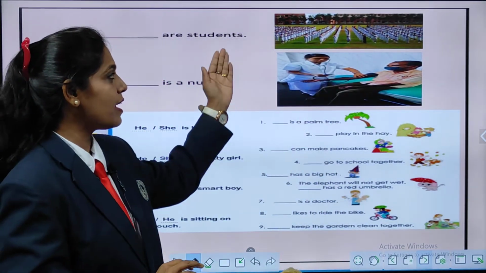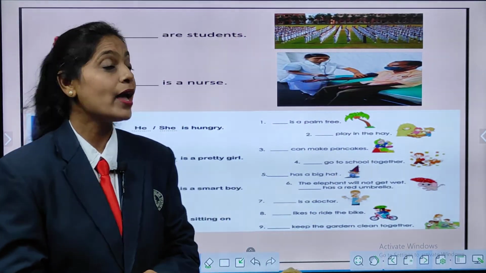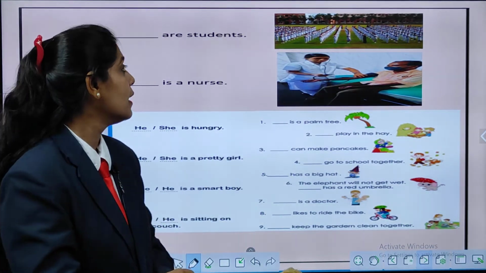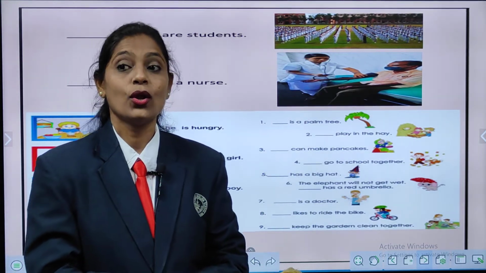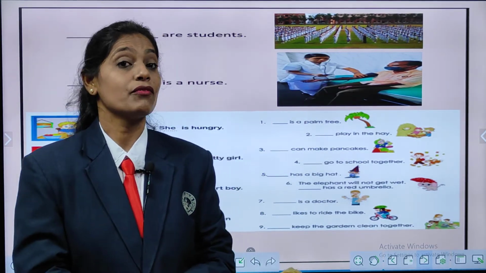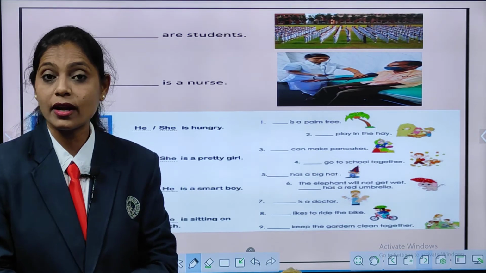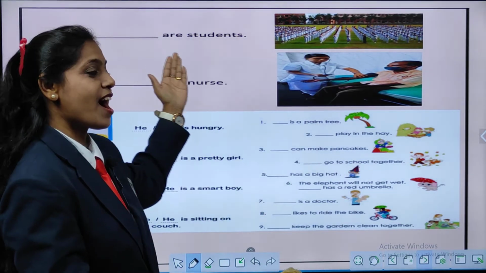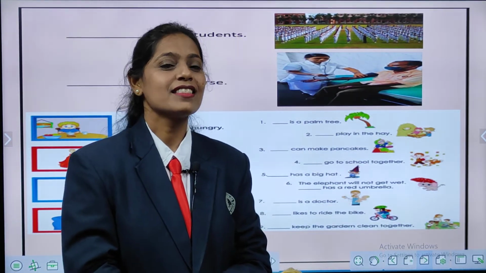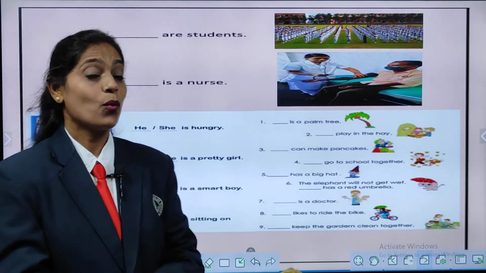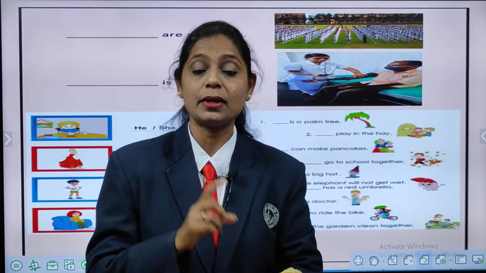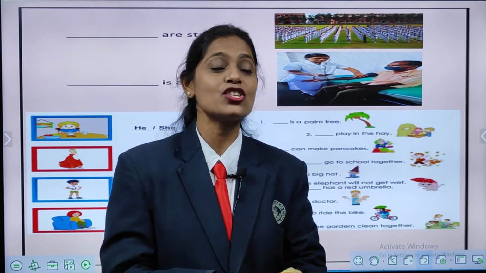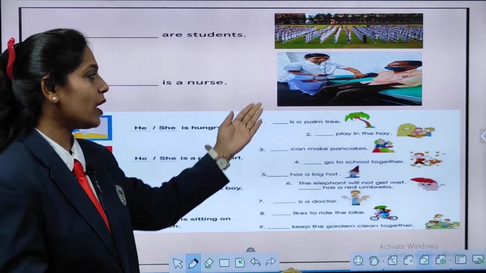Now, you are familiar with this. Yes, this is a school ground. And what are the children doing there? All the students are standing in a line for assembly. Is there only one girl or a boy? No, there are many students. When we talk about many children, what do we use? Yes, we use they. So, what are we going to say? They are students. What is the spelling of they? All of you repeat after me. T-H-E-Y, they. Come on, say T-H-E-Y, they.